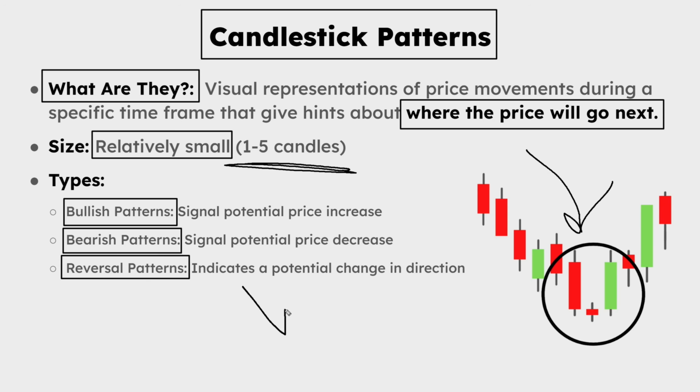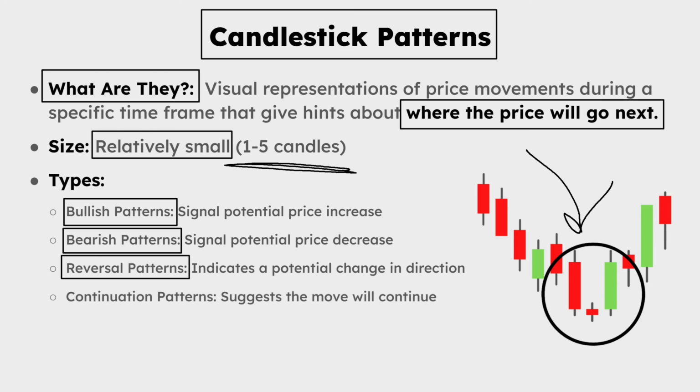So remember the inverse head and shoulders we talked about? That is an example of a chart pattern, a reversal chart pattern, because before the pattern appears we have a downtrend, and the goal of this pattern is to reverse the price to the upside. But when it comes to candlestick patterns, these are often much smaller reversals. So if you, for example, have an uptrend, we can find a reversal pattern that simply reverses the pullback. So these are often much smaller reversal patterns compared to chart patterns.